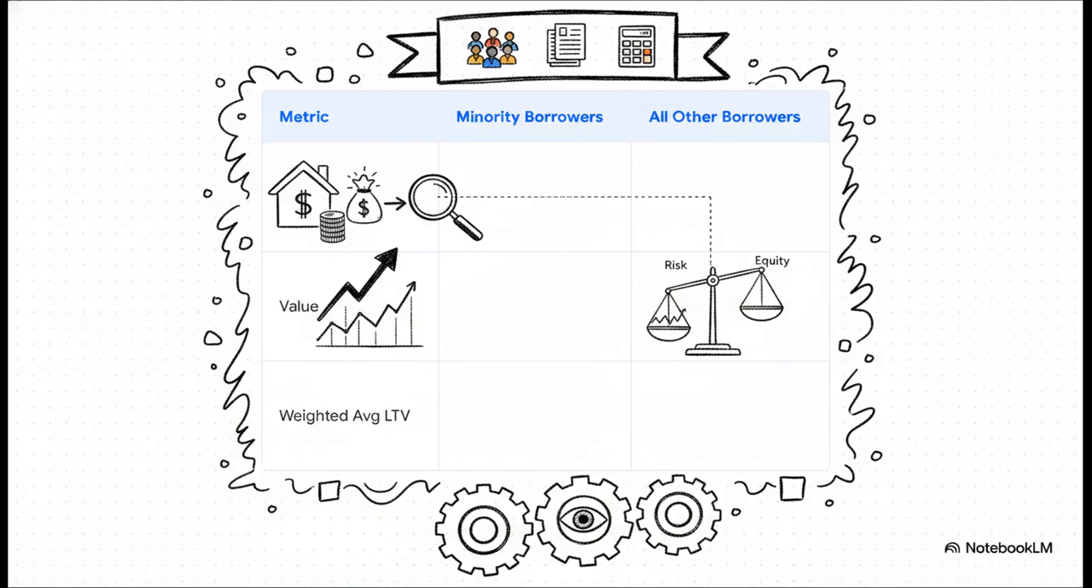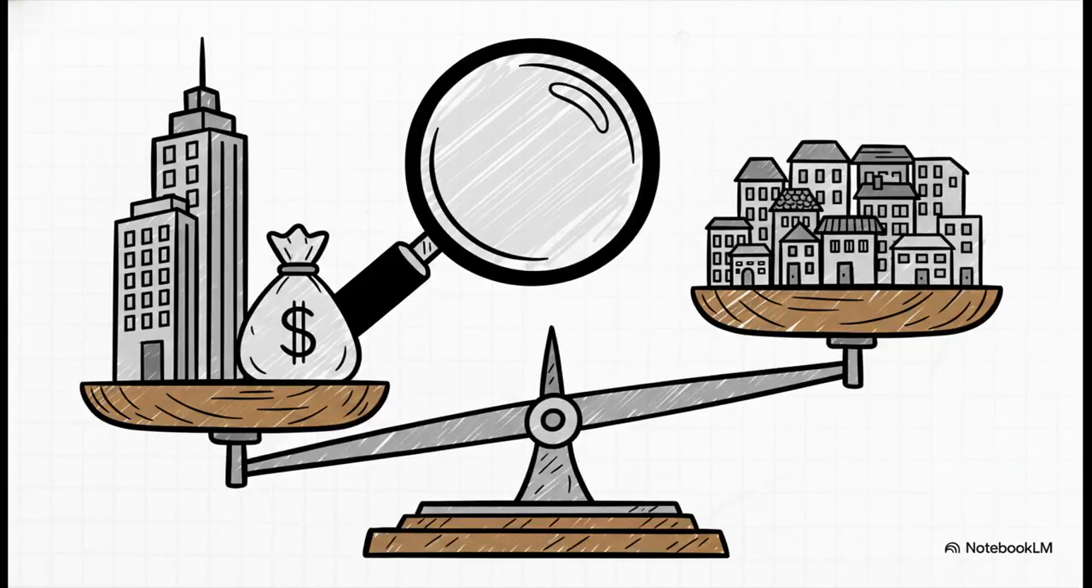Now, one of the most powerful tools in this standard is metric FN MF 270.1. This basically forces mortgage finance entities to put minority borrowers and all other borrowers side by side. They have to explicitly report and compare the total number of mortgages, the total financial value, and crucially, the weighted average loan-to-value ratio. By forcing this direct side-by-side comparison, investors can immediately spot any glaring disparities in how capital is being allocated.